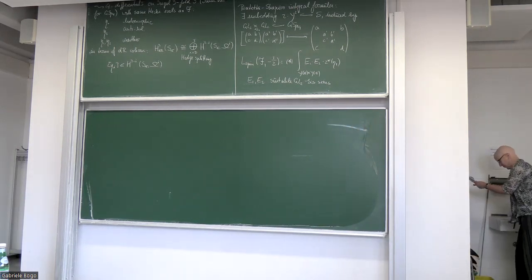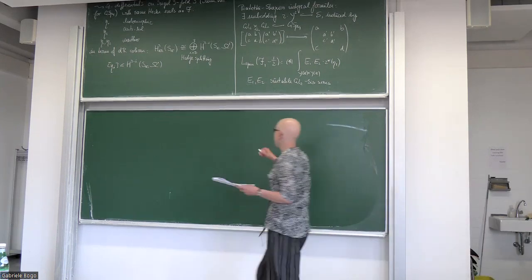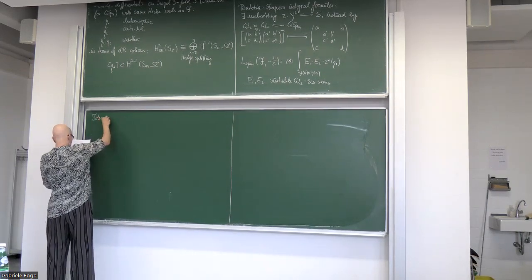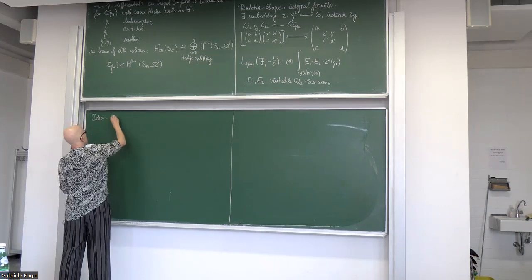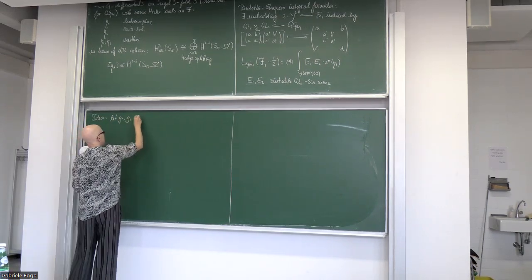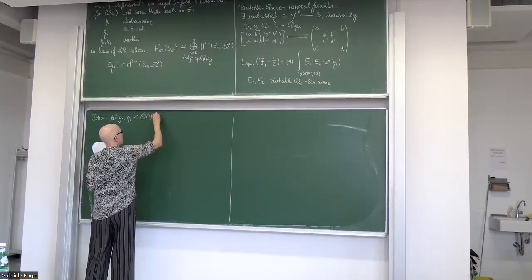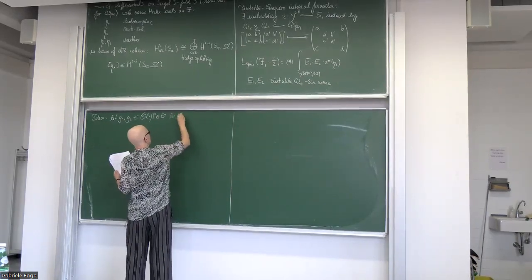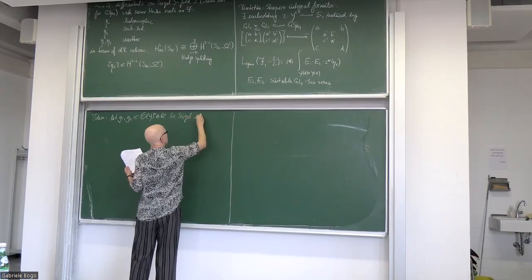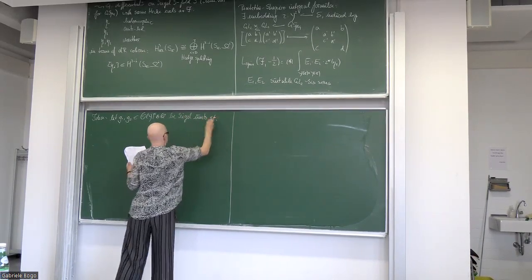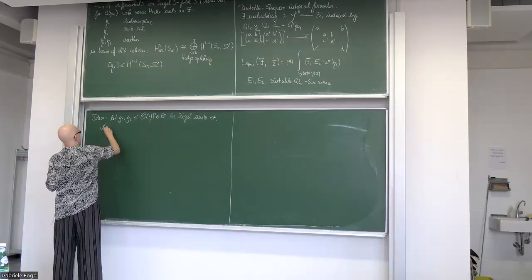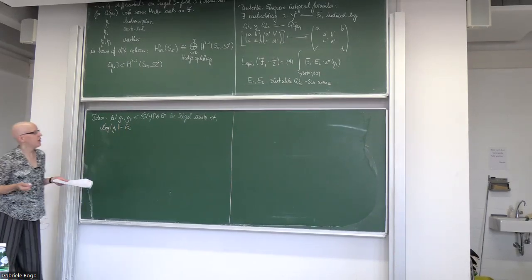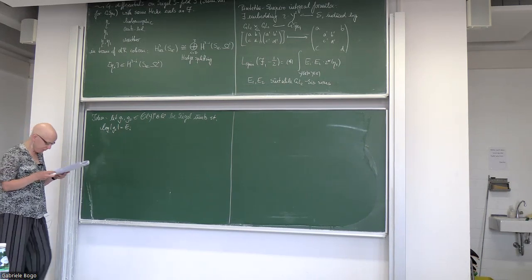So the idea: we let G1 and G2 in O of Y tensor Q be Siegel units, such that the logarithm of Gi is equal to our GL2 Eisenstein series Ei.